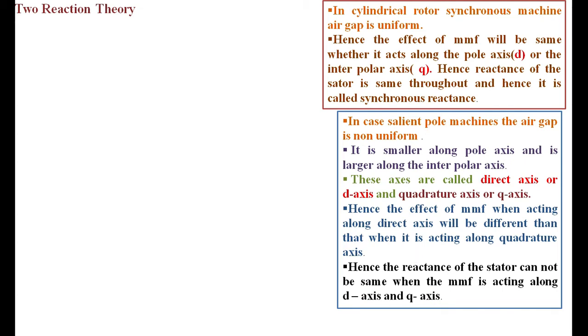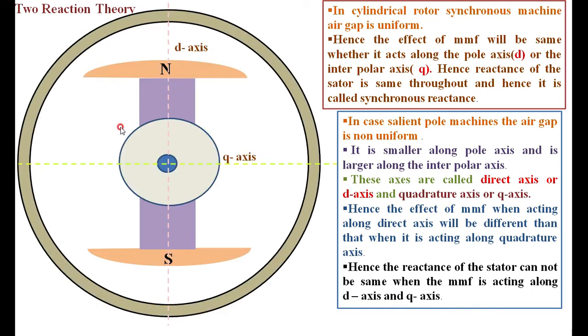Hence, if the MMF is different, the reactance of the stator cannot be the same when the MMF is acting along the D axis and the Q axis. Because of the non-uniformity of the air gap and non-uniformity of the distribution of the MMF, the reactance along the d-axis and the reactance along the q-axis are different. That I am showing here. You can see here, this is the pole. I am considering here a two-pole machine. All along the poles, it is called the d-axis, and this is an interpolar axis, which is also called the q-axis.